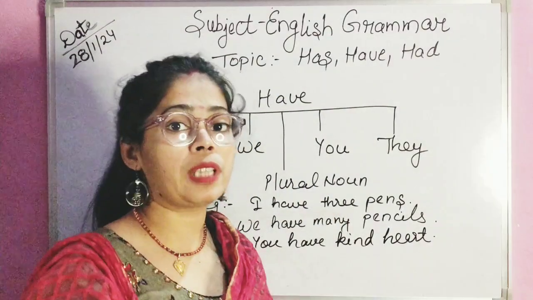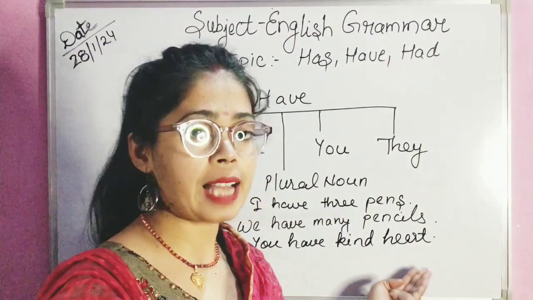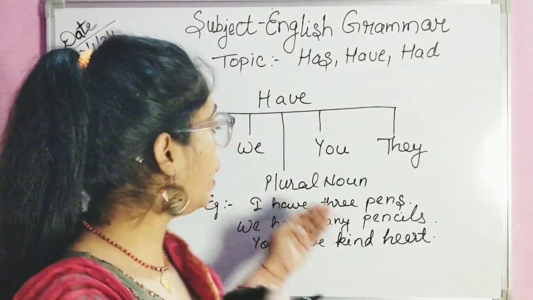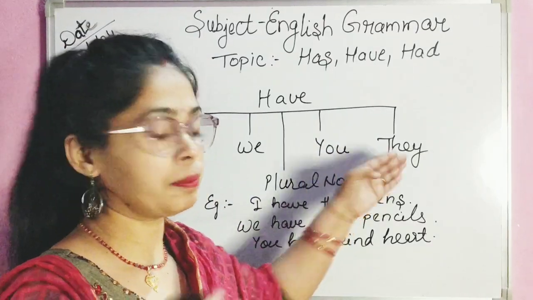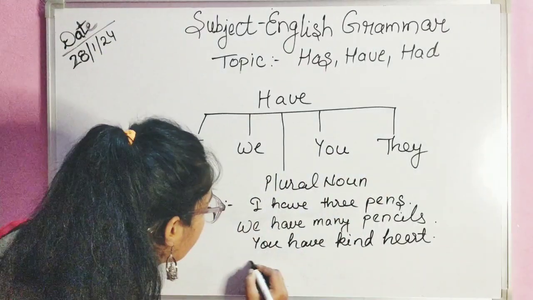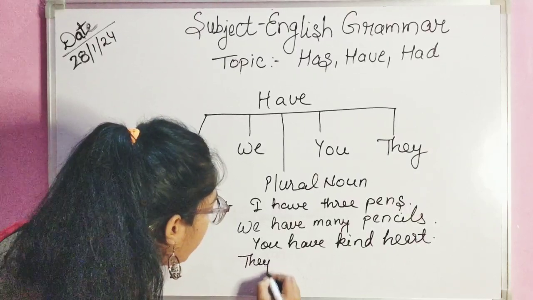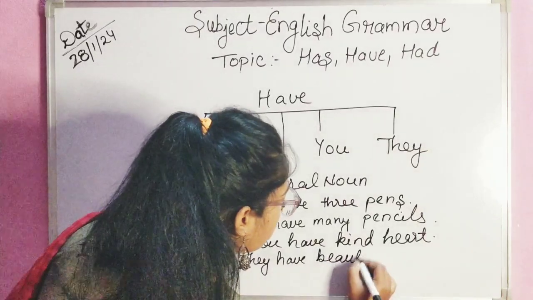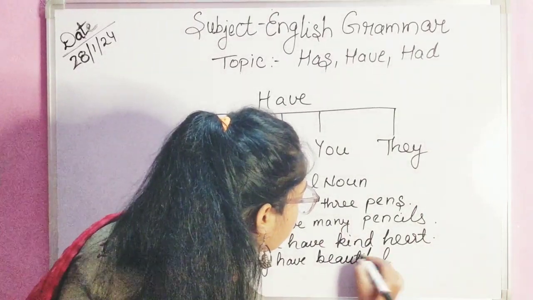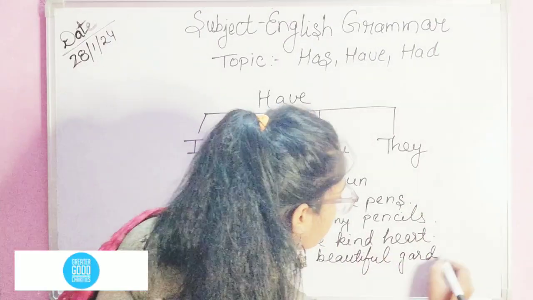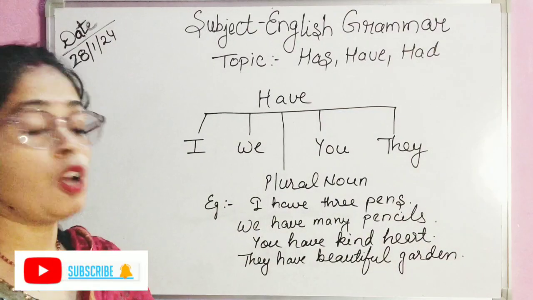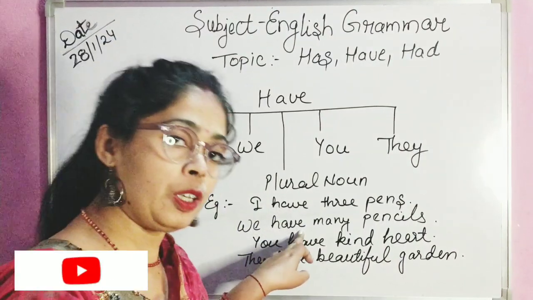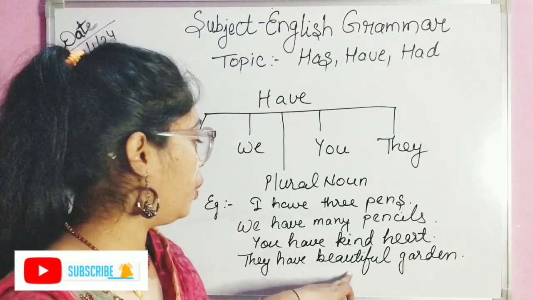जैसे कोई अगर दयालु होता है तो उसके लिए हम क्या बोलते हैं? You have kind heart. With you also we will use have. Okay, now next, they have beautiful garden. Okay, with they also we will use have. With I we will use have. With we we will use have, and with they have beautiful garden.